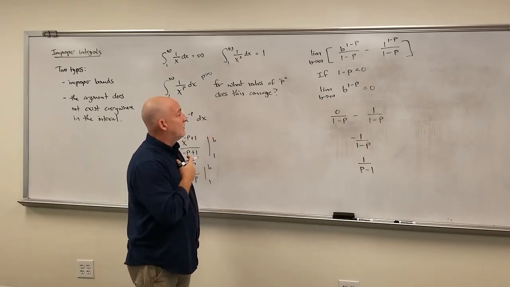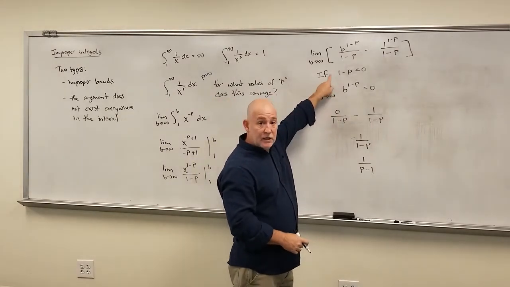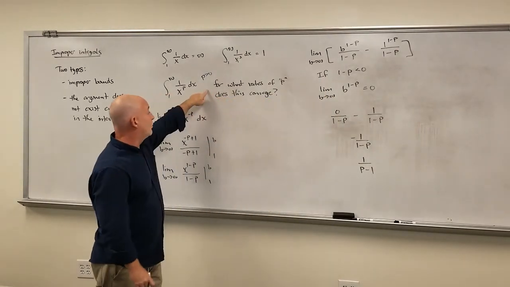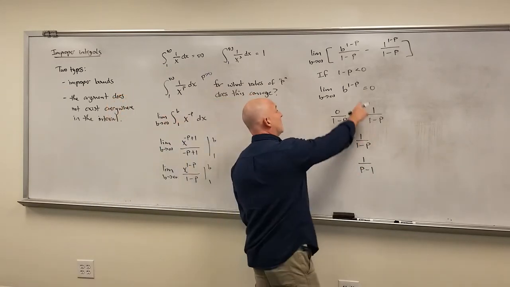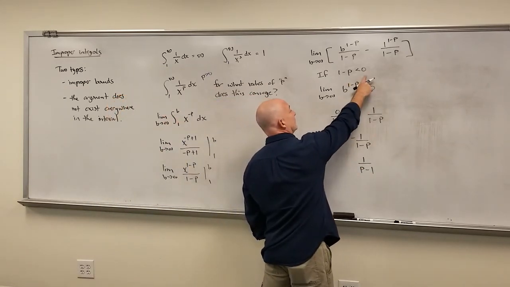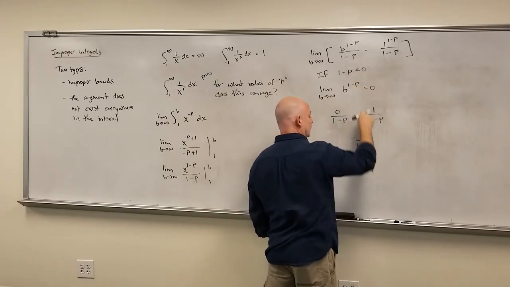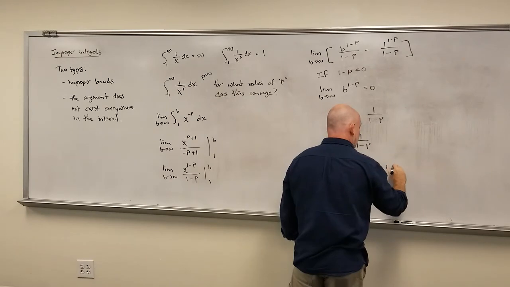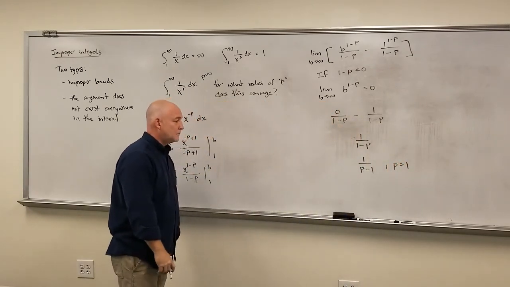Now, what do we know about p here? Well, from this statement, this is actually what's going to help us decide this answer. For what values of p will this actually converge? Since we know 1 minus p has to be less than 0 because we need infinity to go on the bottom. This implies, just move the p over, that this will be our answer if p is greater than 1.